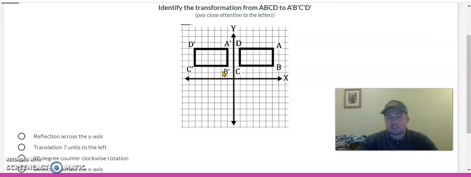If it's a translation, that means it just slides to the left, or slides to the right, or slides up, or slides down. So, here is D, and if I translate 1, 2, 3, 4, 5, 6, 7 units to the left, I end up on D prime. Let's see if it works for anything else. Here's C, and if I go 1, 2, 3, 4, 5, 6, 7 units to the left, I end up on C prime. So the correct answer was actually translation 7 units to the left.